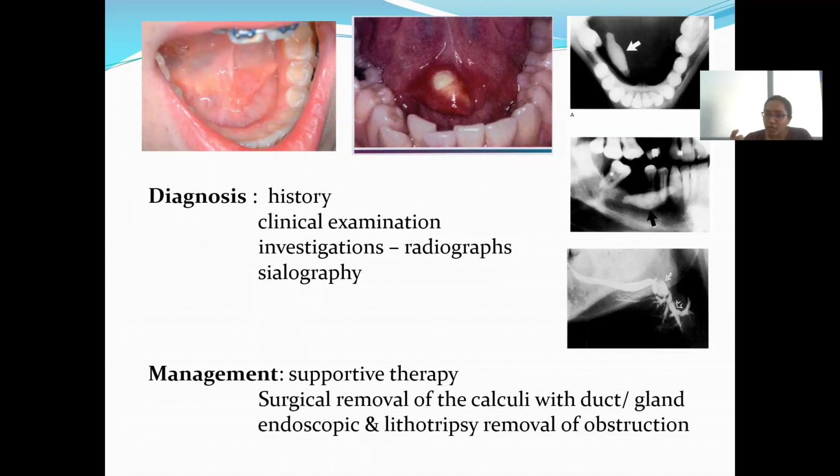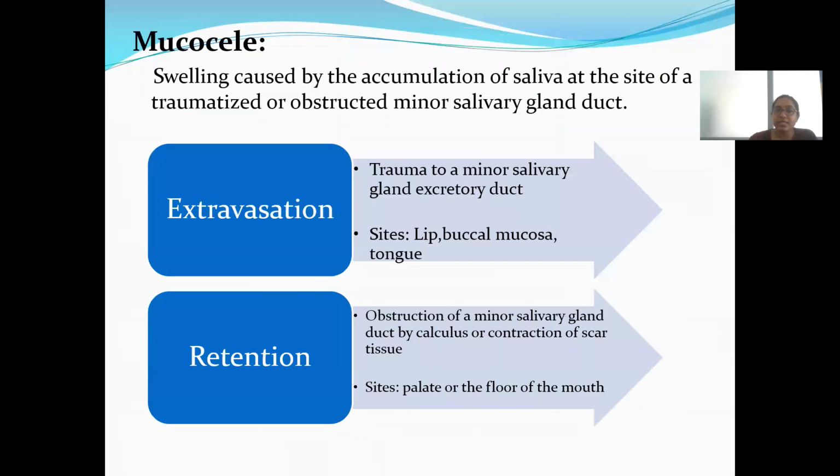Just through the duct, you palpate it slowly and push it out of the ductal orifice. Otherwise, it has to be done surgically, with surgical removal of the duct or the gland, or you can even treat it through endoscopy and lithotripsy. So that is about your sialolithiasis.